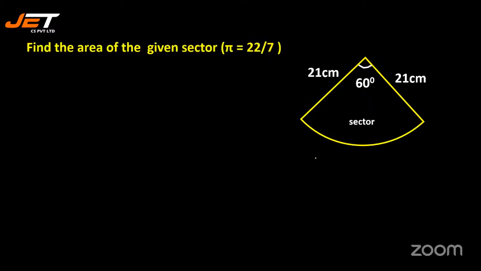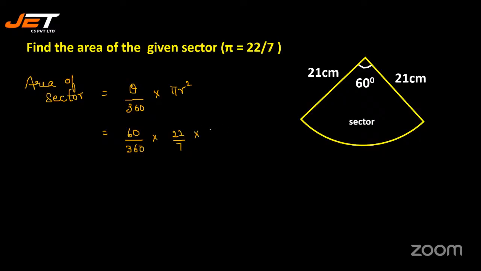Now, find the area of the given sector. Let's do it, students, and please work it out and send me the answer in the chat box. Every time you have to write the formula. Area of sector is equal to theta by 360 into pi r square. Theta is 60 by 360 into 22 by 7 into radius 21 into 21.